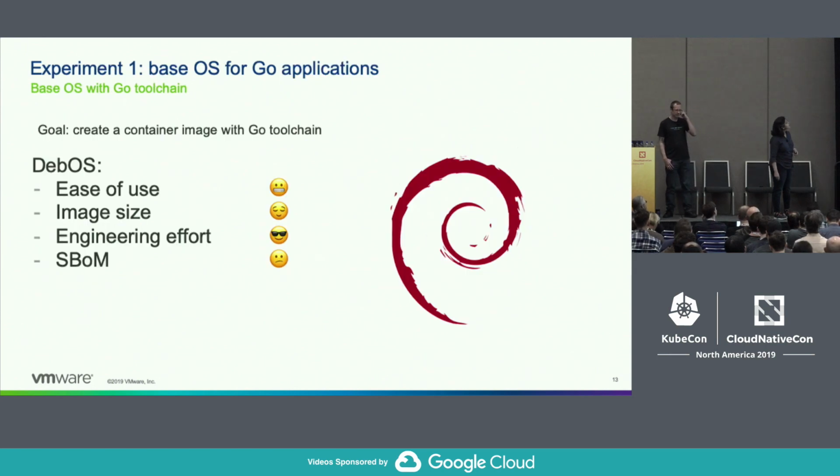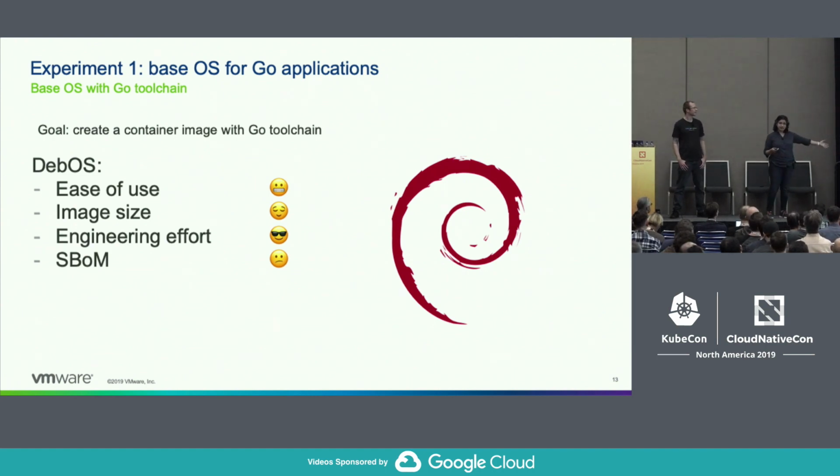So we start off with our first experiment, which is to build a base OS for developing Golang applications. The first tool we looked at was Debos. Debos is actually really easy to use. It's just a wrapper around debootstrap that was written in Go. It is only supported for Debian and Debian-based operating systems like Ubuntu. So if you're working with an Ubuntu operating system, it's pretty straightforward to use.